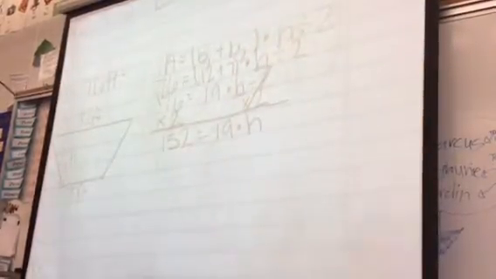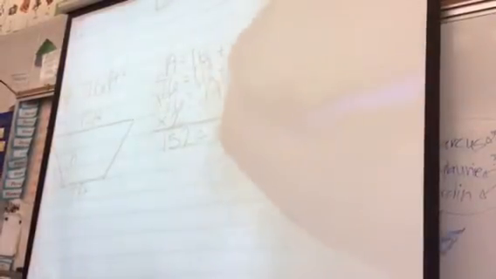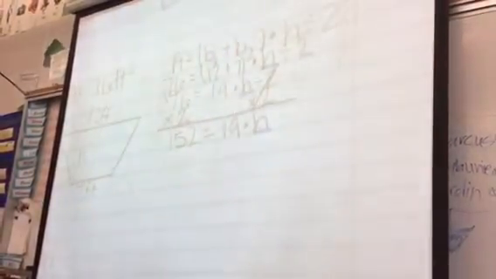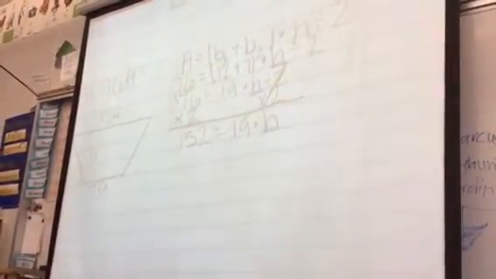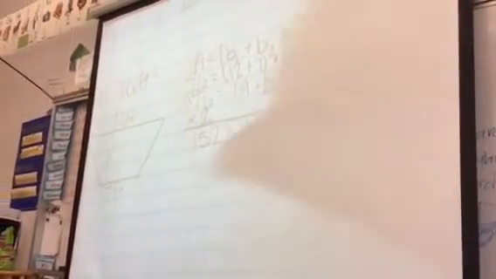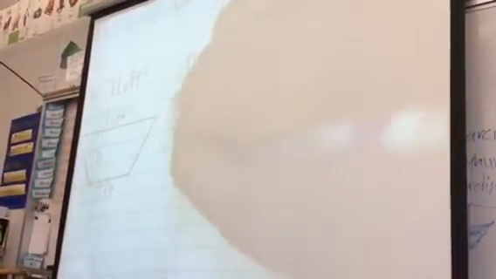Again, who's my awkward person? H. Who's hanging out with H? 19. How are they hanging out? Multiplication. What's the opposite of multiplication? Division. So we're going to divide both the left side and the right side by 19. Okay, we're going to be left with h.